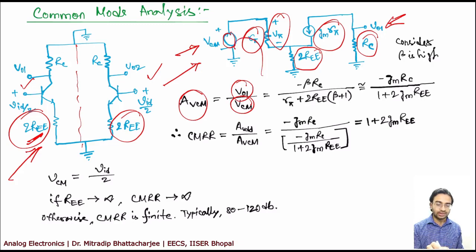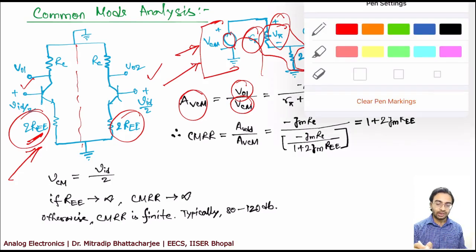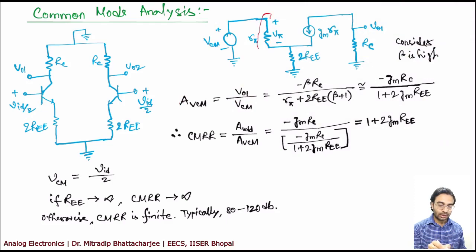You have 2 loops, one in this side, one in that side. Calculate this. So just to give you a hint, remember this side the total voltage is VCM. So your VCM will appear across R pi and 2 RE, 2 into emitter resistance. In both, the voltage drop across the two resistances will be equal to the VCM. Consider this. Do this circuit analysis. You will find V01 by VCM is minus beta RC divided by R pi plus 2 RE into beta plus 1.